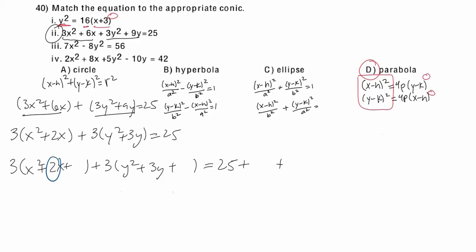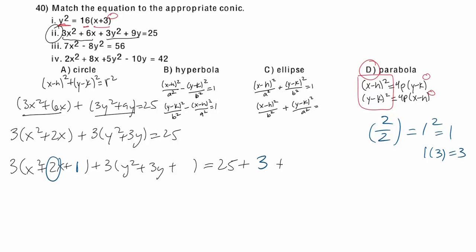So we're going to take this 2 and we're going to do 2 divided by 2 equals 1. And so we're going to add 1 inside the parentheses. 1 squared equals 1. And then we know we have to times that by 3 in order to get the correct number to add to the other side of our equal sign, since we factored out the 3. Otherwise, we would leave it as 1. So 1 times 3 equals 3. So we add 3 here.